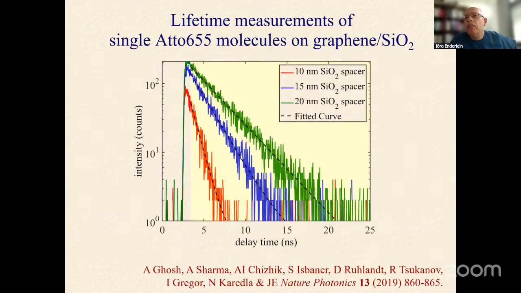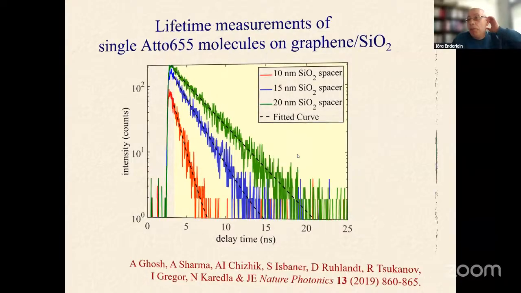And this is shown here where we imaged single molecules. These are single molecule data at different distances away from the graphene. And this is for 10, 15, and 20 nanometers. And these lifetime plots, this is the fluorescence lifetime plot, as intensity versus delay time in nanoseconds, are showing you that by moving our molecules only by 5 nanometers away from the surface, we get a huge change in lifetime. And why is it so important for biophysics?